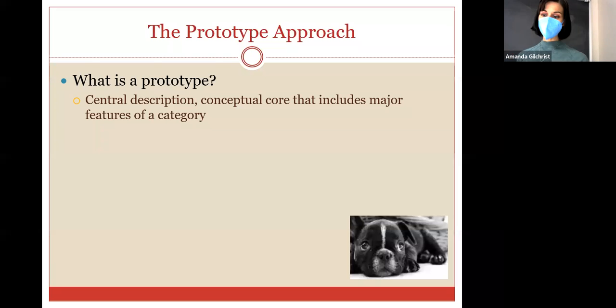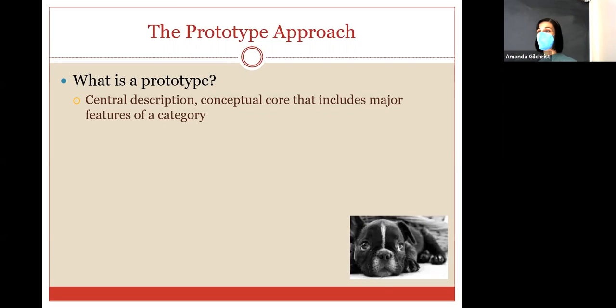Okay. So what is a prototype? And yes, I'm going to have really cute pictures of dogs today. So when we are talking about whether or not a dog is a typical dog or not, one of the ways that we can talk about this is in terms of a prototype. So a prototype is a central description or a conceptual core that includes the major features of a category. So right here, I'm pretty sure this is a very cute Boston Terrier puppy.